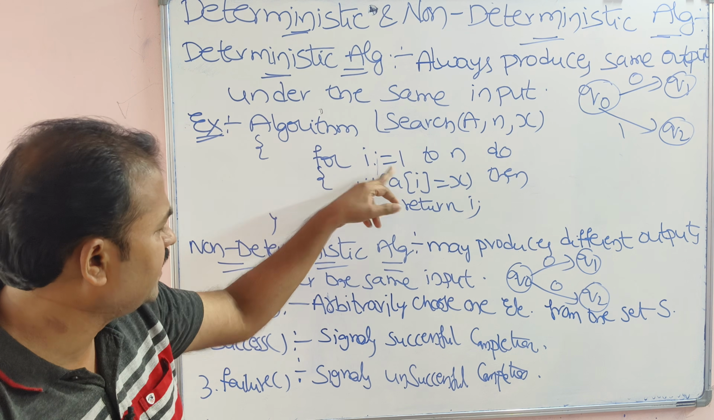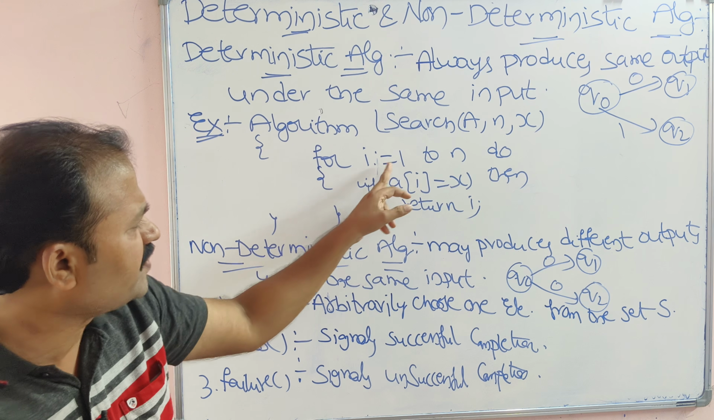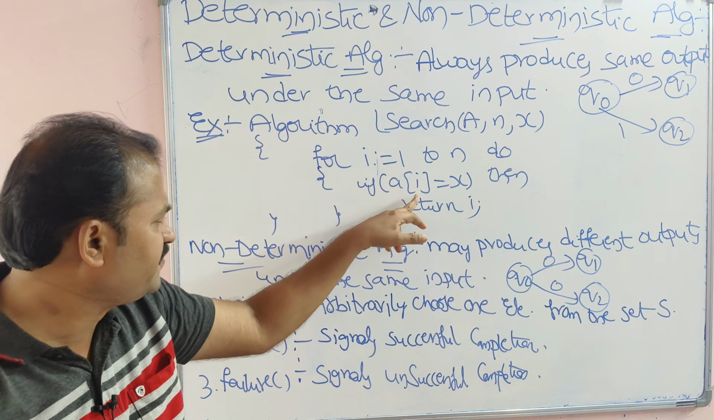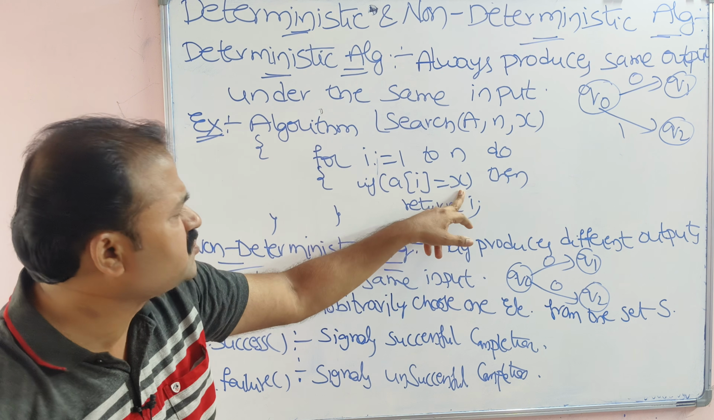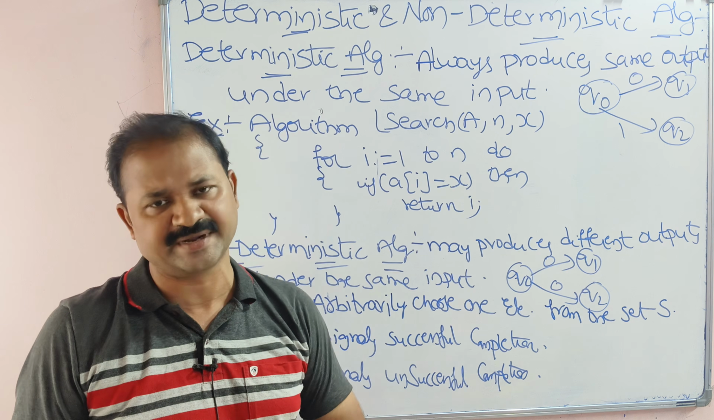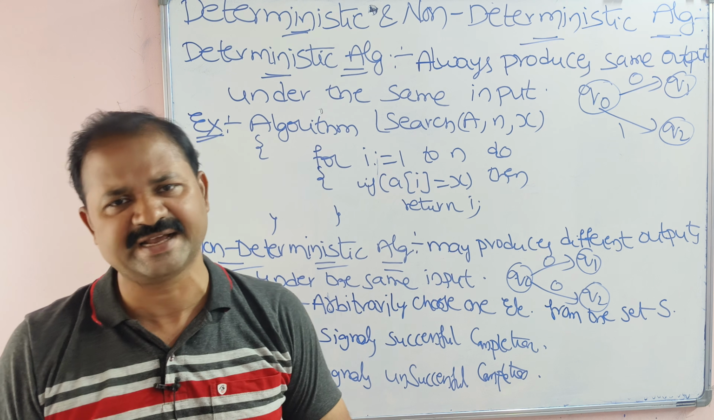Here we are checking the elements from 1 to N. The array elements are from 1 to N. If the array element is equal to the key element, then return the corresponding index of that element. So this is the normal linear search algorithm.